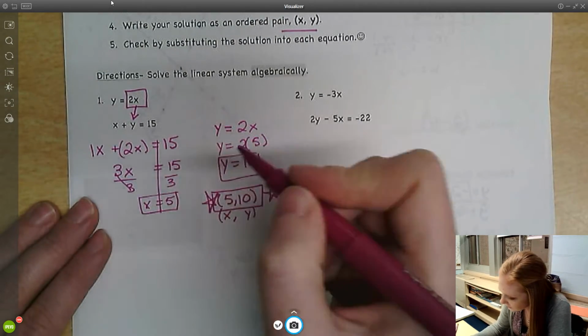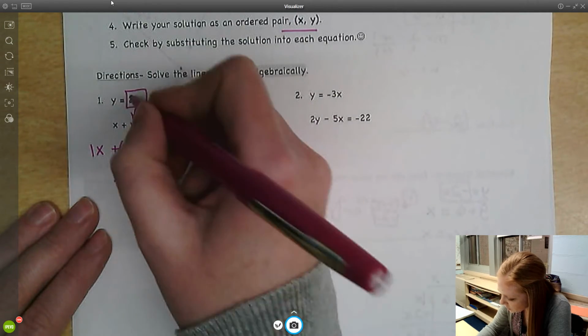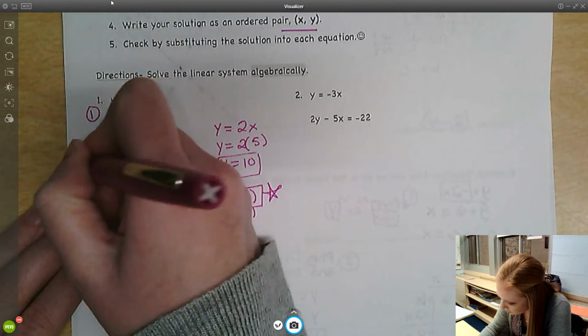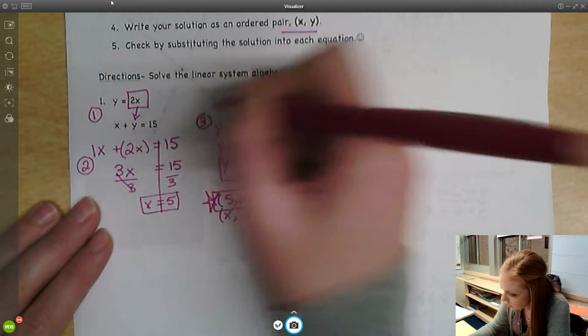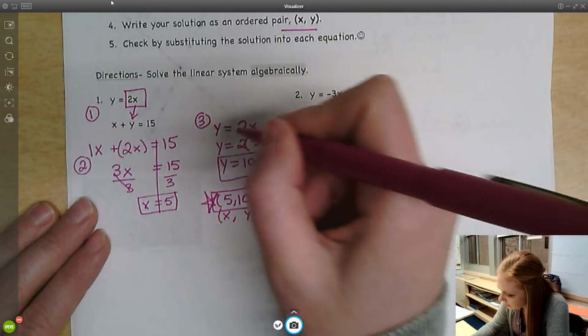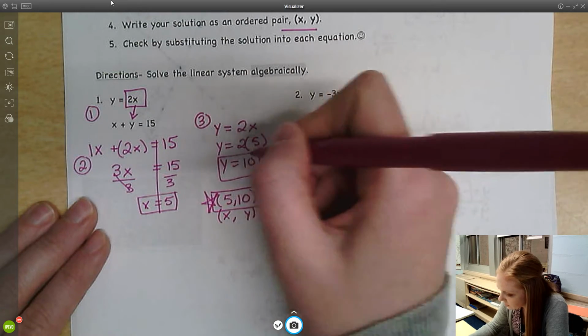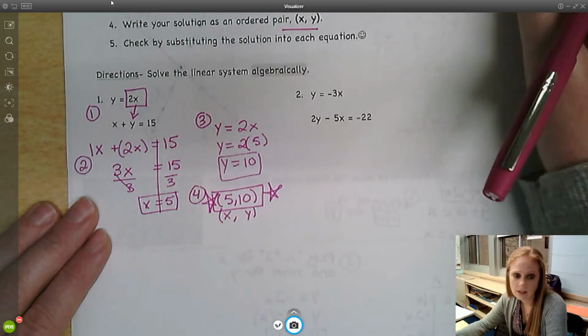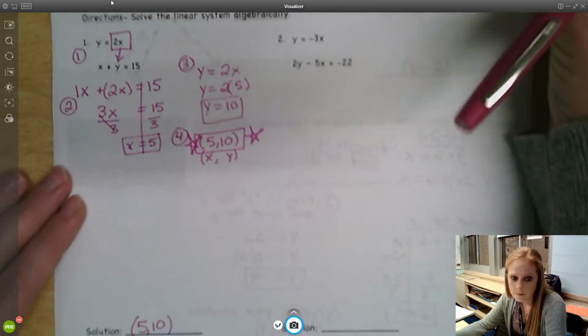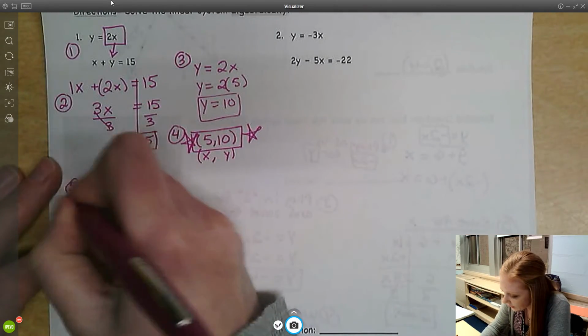All right, so our first step was to find the equation and substitute that in. Our second step was to solve for x. Our third step was to substitute in our x that we found to figure out what y was. And then our last step was to write our answer as an ordered pair. Our fifth step is to check it.